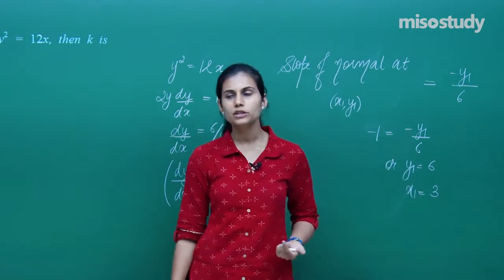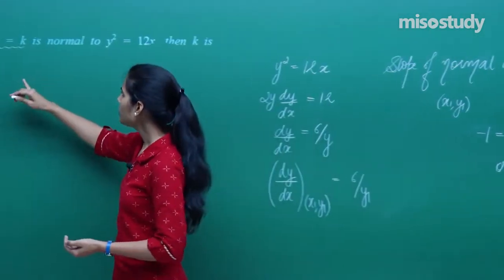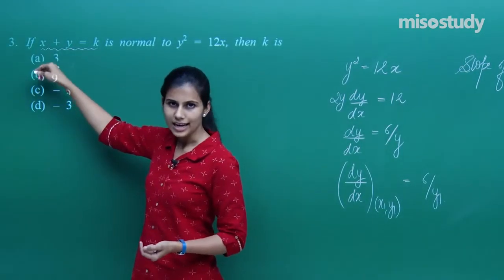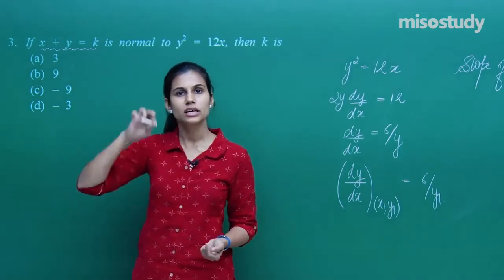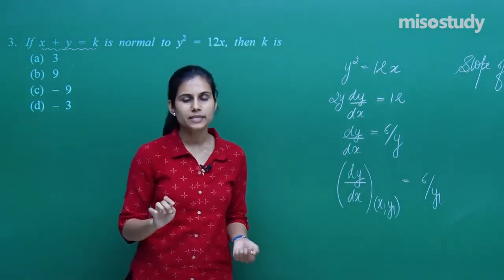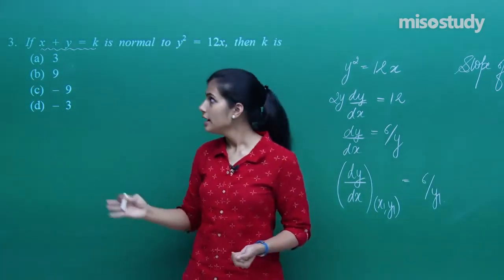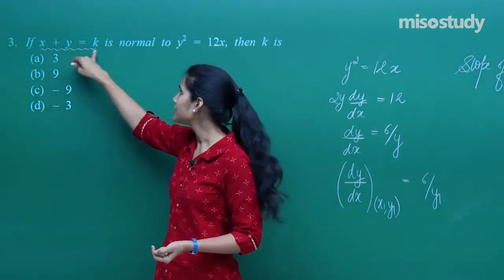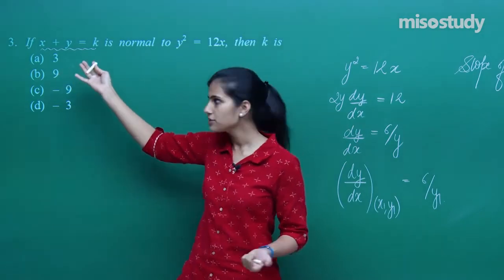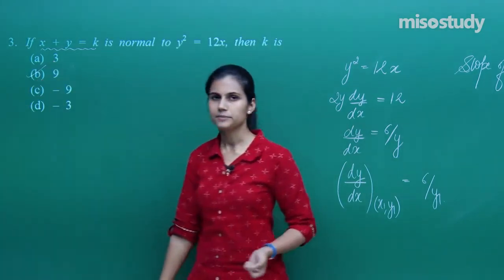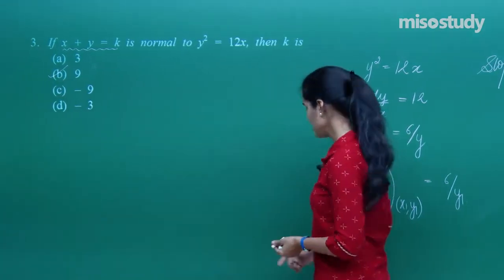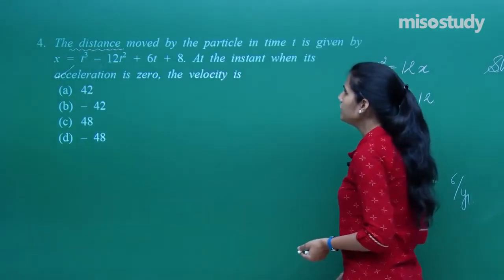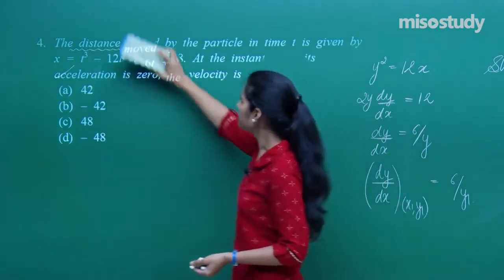x1 you have, y1 you have. Obviously x1 comma y1 is a point lying on the normal because the normal is drawn to the curve at this point. So that point is lying on the curve as well as on the normal. Therefore, when you substitute x1 as 3 and y1 as 6, you get k equal to 6 plus 3, that is nothing but 9. Understood? Moving on to the next question, we have distance moved by the particle.